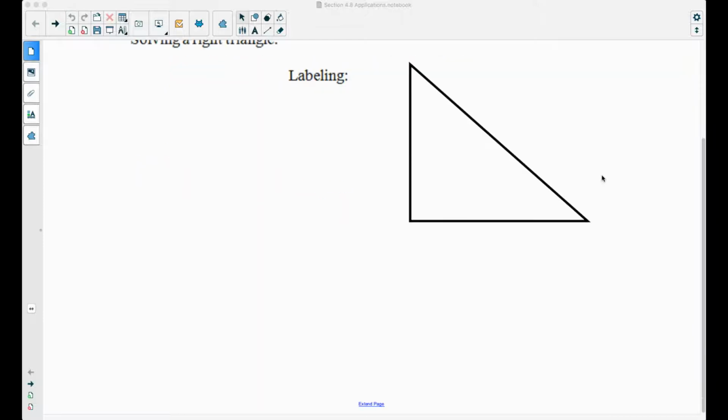Okay, so remember when labeling, this is our right angle.